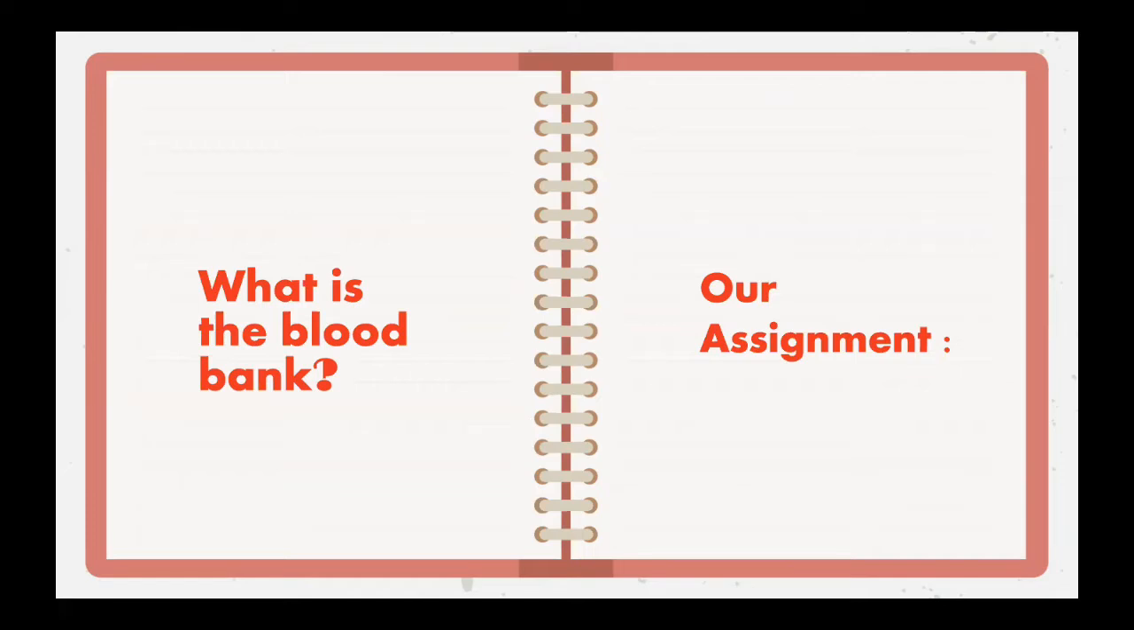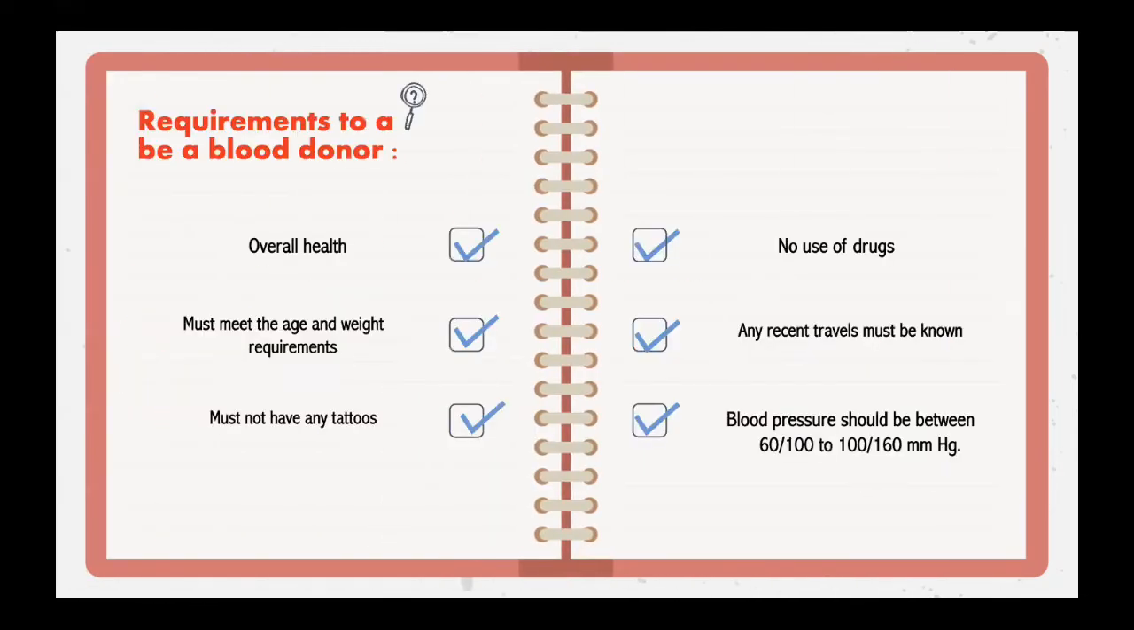Nurses, recipients, medical center, blood donor, and blood information are the 5 categories in our blood donation database. All these data are linked to one another or many of the others, assuring that the database runs smoothly and efficiently as a whole. So, in this slide, we gather some of the blood donor requirements, which are the overall health. They must meet the age and weight requirements, must not have any tattoos, no use of drugs, any recent travels must be known. Blood pressure should be between 60 over 100 to 100 over 160.